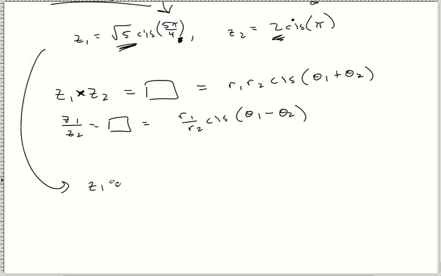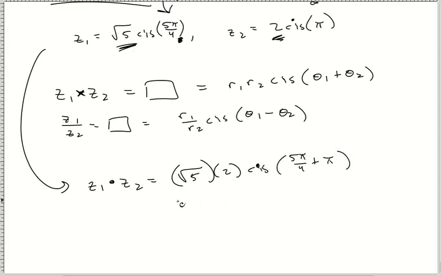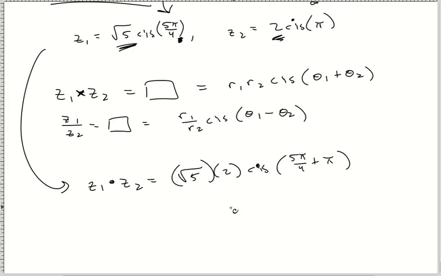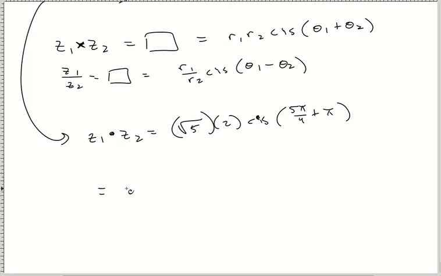So Z1 times Z2, I'm then going to say it's the square root of 5 times that 2 right there, CIS of 5 pi over 4 plus pi. Now again, remember that in WebAssign, you don't have to simplify. And so that's it. You're done. Oh, why is it not working? Because it's the CIS format still. And they want you to write it out the long way.